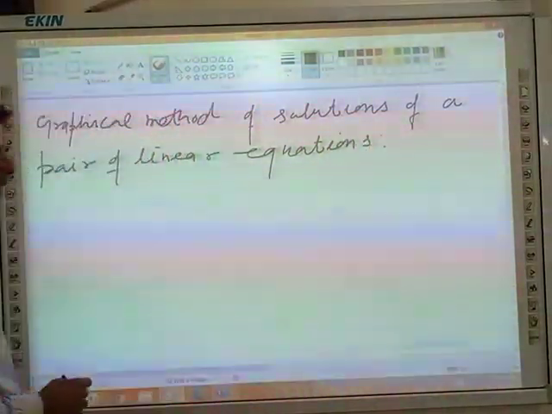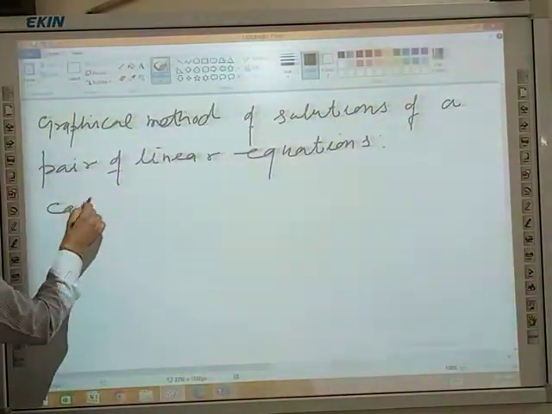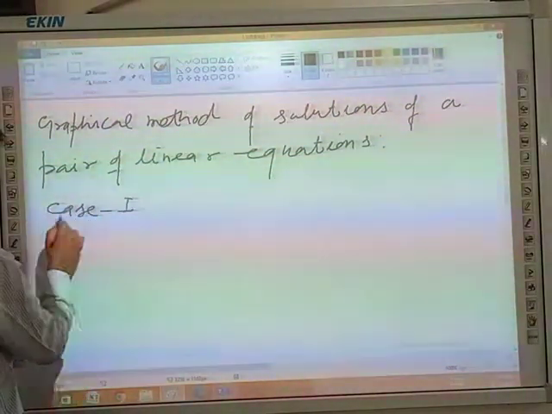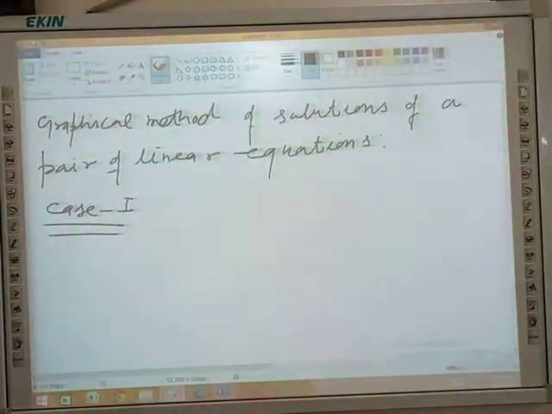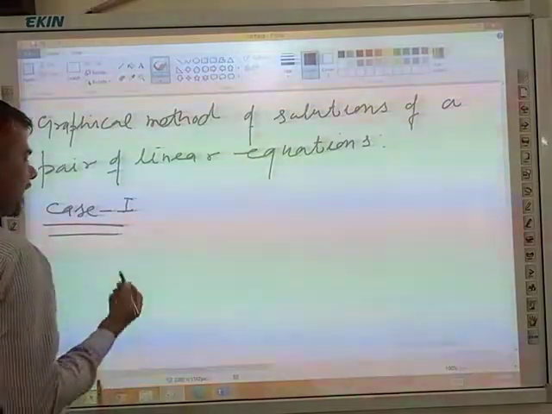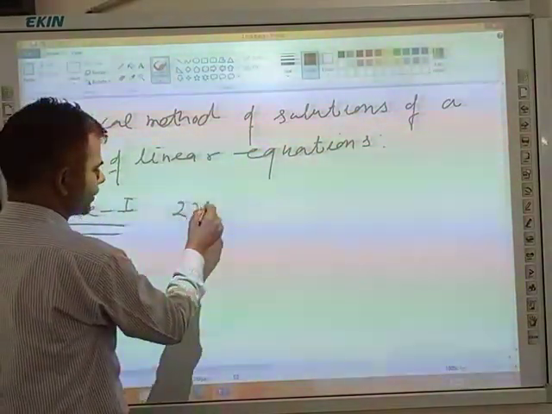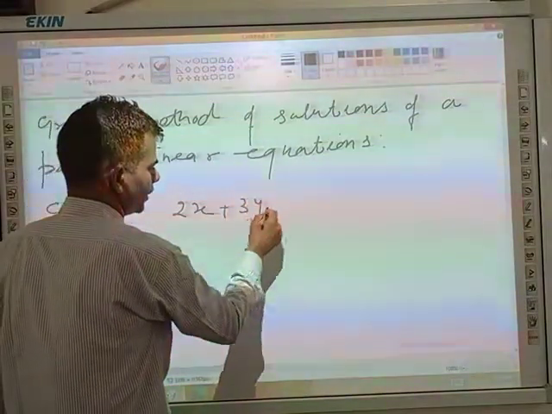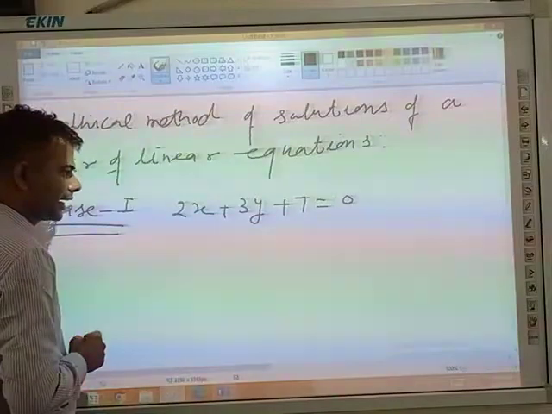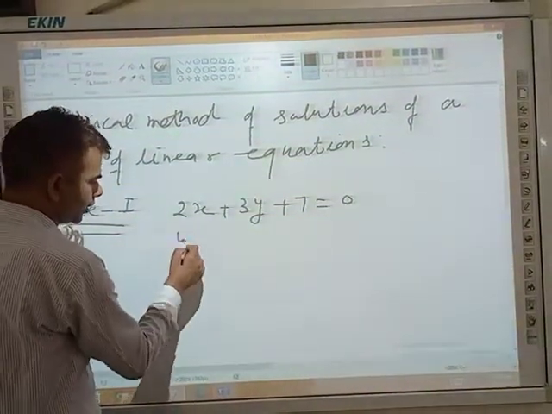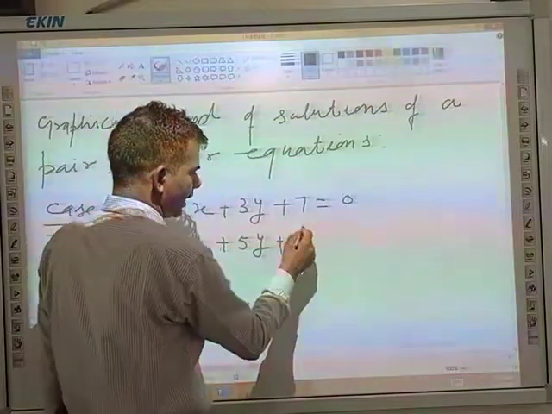Students, there will be three cases that arise. Case first. I am taking an example of a pair of linear equations. That will be 2x plus 3y plus 7 equal to 0. The second example is 4x plus 5y plus 9 equal to 0.